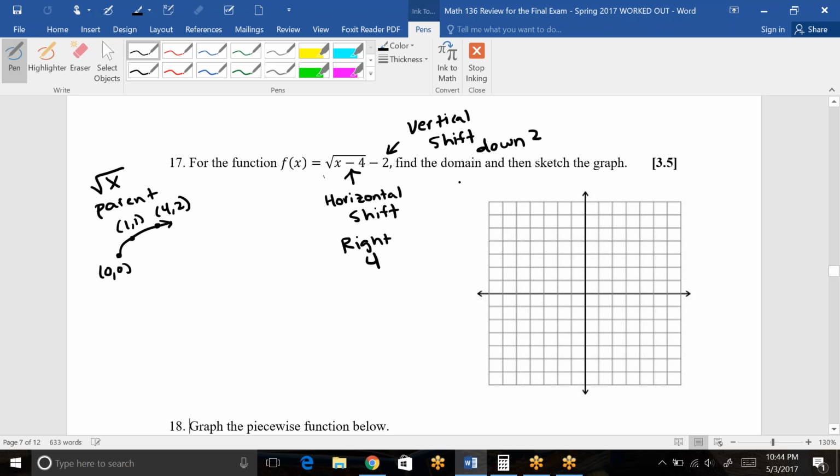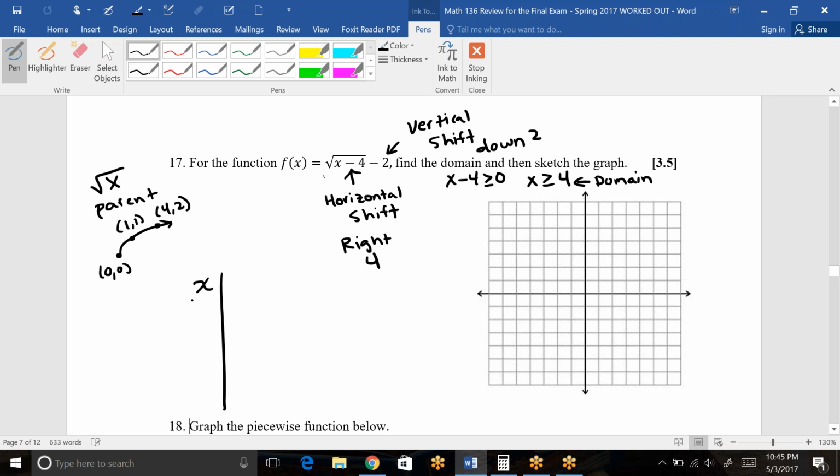Since there's a radical involved, we have to set that part under the radical greater than or equal to 0, just like the previous problem. So my domain is x is greater than or equal to 4. So even if you're not good at the parent graph, let me show you an alternative way to get the same information, and then I'm going to show you that it matches the shifting.